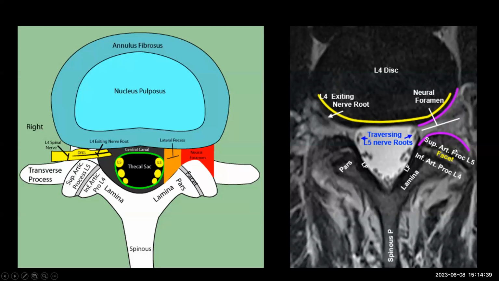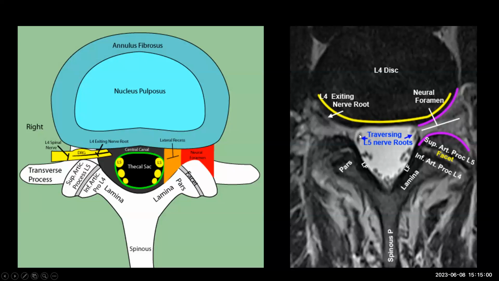Now you have to remember, anteriorly you have the superior articular process, and posteriorly you have the inferior articular process. So when you see a facet joint, what will lie anteriorly will be the superior articular process of the lower vertebral body, which is L5, and what will lie posteriorly is the inferior articular process of L4.